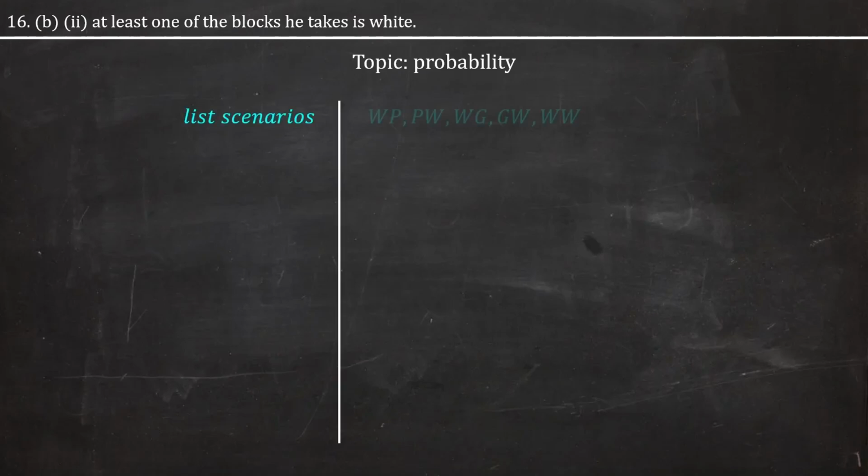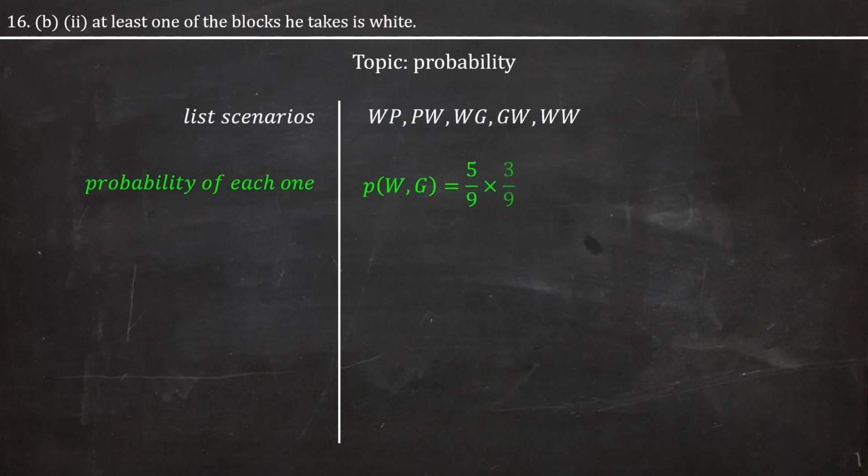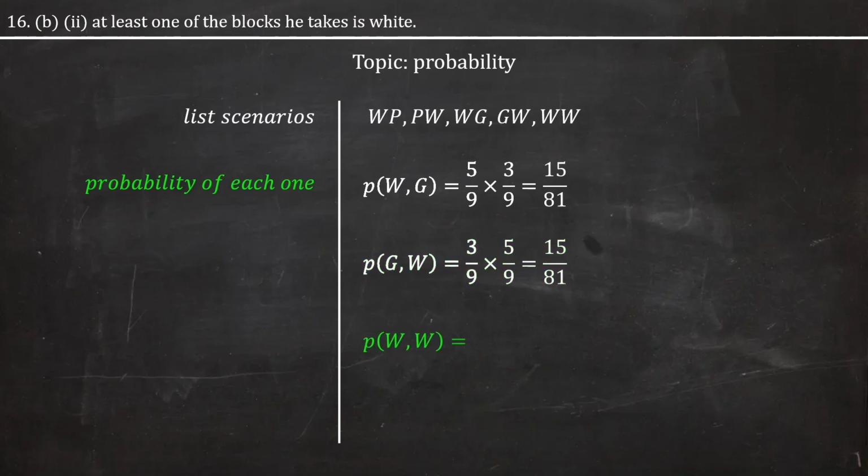So the scenarios here are white, pink, pink, white, white, green, green, white, and white, white. Luckily, we already found white, pink and pink, white on the previous question, so we don't need to find those, so we just need to find the other three. So white, green is going to be 5 over 9 times 3 over 9, which is 15 over 81. Green, white is going to be 3 over 9 times 5 over 9, which is 15 over 81. And white, white is going to be 5 over 9 times 5 over 9, which is 25 over 81.